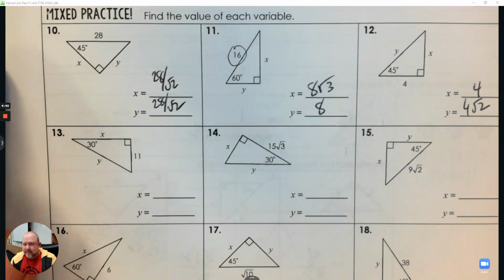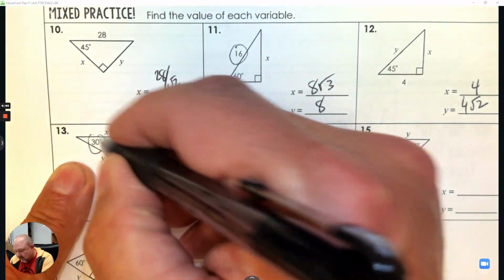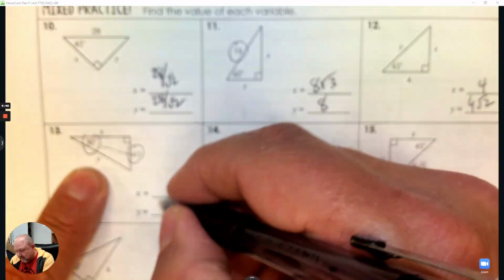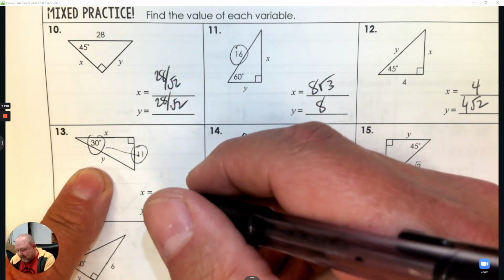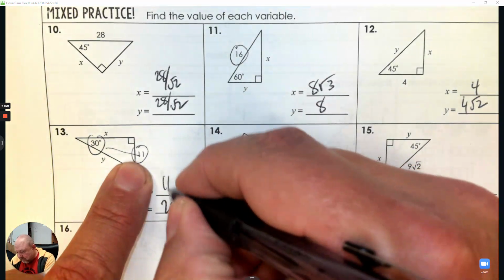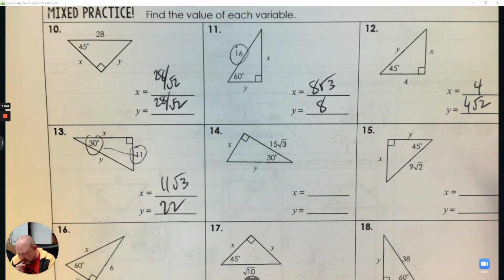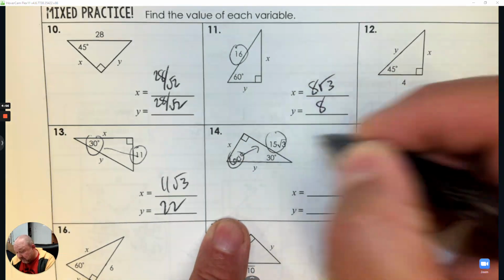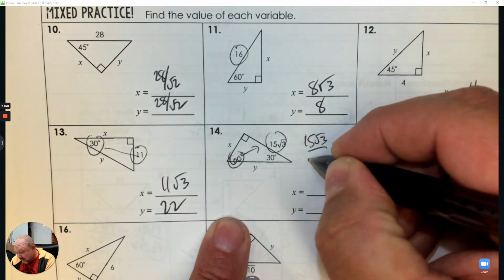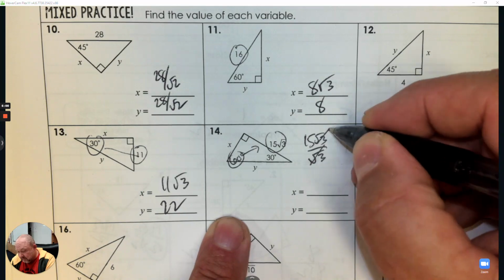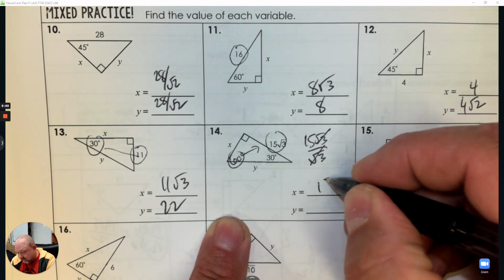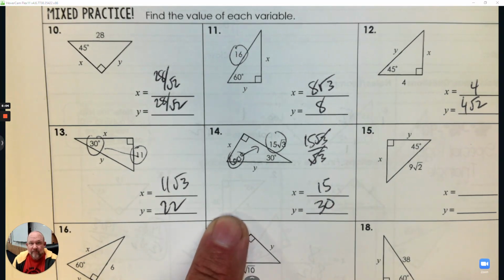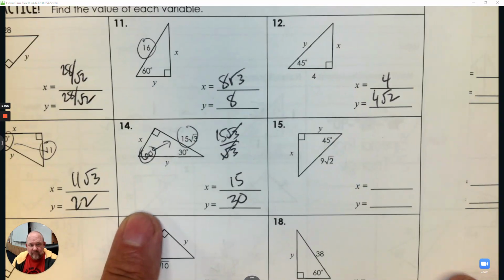13. Identify it. So opposite of 30, so that means the hypotenuse is double that. And then we take that same number and multiply by root 3 for the leg. Identify it. It's opposite of 60, so we're dividing. So when I divide by root 3, the root 3's divide out, the shorter leg is 15, and then double that answer for the hypotenuse.